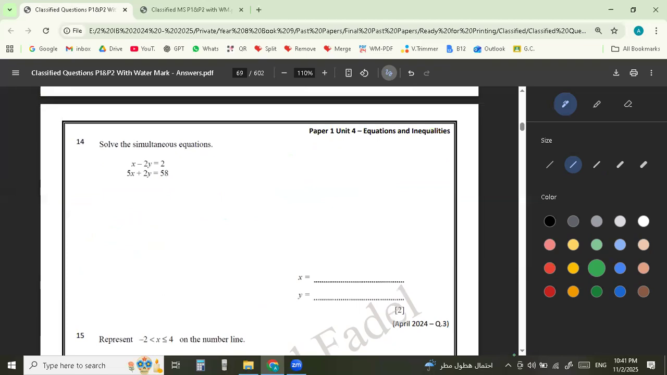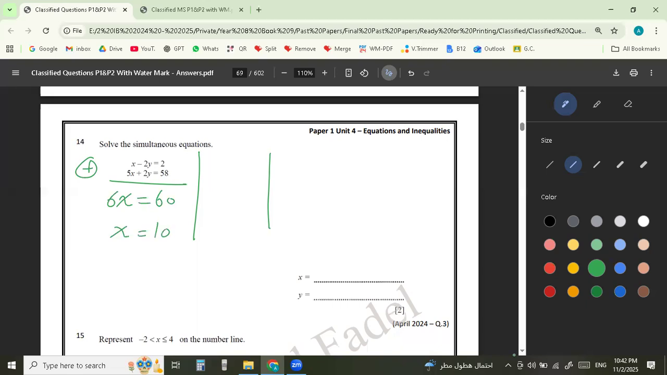Solve the simultaneous equations. Mister, this is ready for elimination. Good, let's do it. I'm gonna add them, mister. No problem. X plus 5x is 6x. -2y plus 2y, bye-bye. 2 plus 58 is 60. So x is equal to 10.